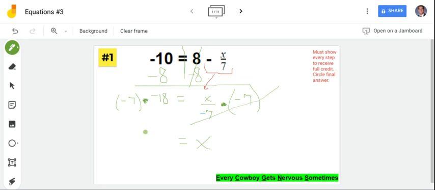So my answer is going to be positive something. It's going to be positive whatever 7 times 18 is, and I will leave that to you to figure out. But it's going to be positive whatever 7 times 18 is.